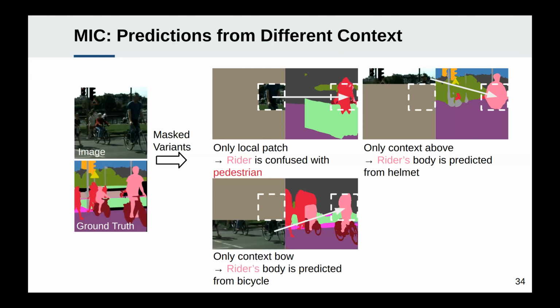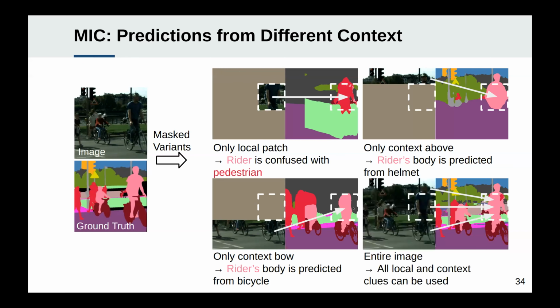The same for the bicycle. Seeing the bicycle with the legs over here, the network has learned to basically fill in the blank and predict the rider's body from there. And then when giving the MIC trained network the entire image, we can see it utilizes the different context clues and also the spatial details, and we get a nicely predicted rider with all the segmentation details and the right class.